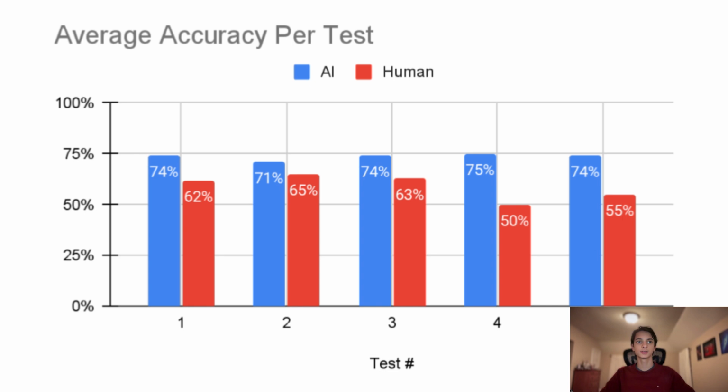For this first graph, you can see the average accuracy per test. In blue is the AI and in red is the human. So from this, you can see that the AI had a higher accuracy than the humans. The AI model also had a higher consistency in its accuracy, with its maximum accuracy being 75%, while its minimum was only 71%. But the humans, on the other hand, had a much wider range of accuracies, with their maximum being 65% and their minimum being only 50%.